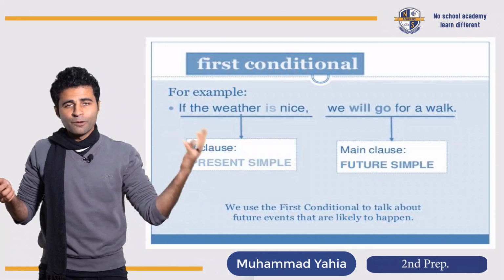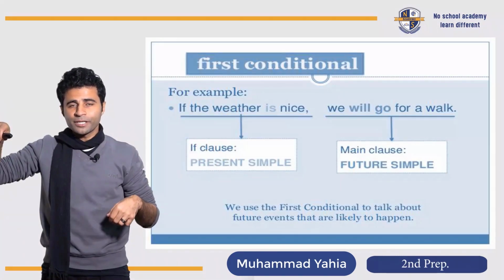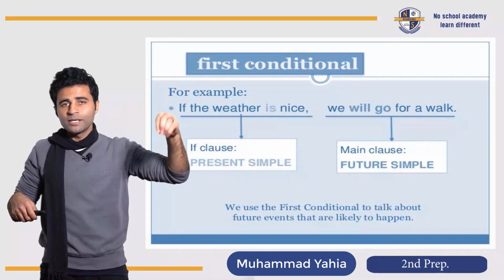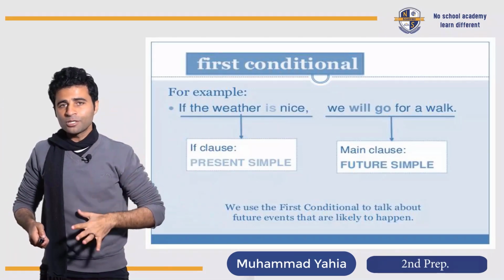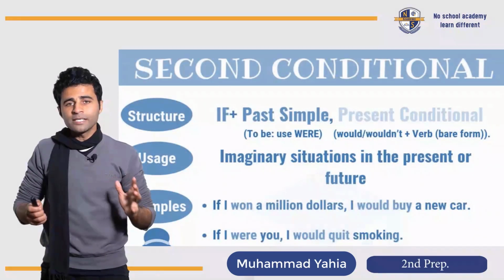About the form, in the first conditional, present, future. The second conditional, it's past, would plus infinitive. That's all about the first and the second condition. Take a look at the screen, see the form.